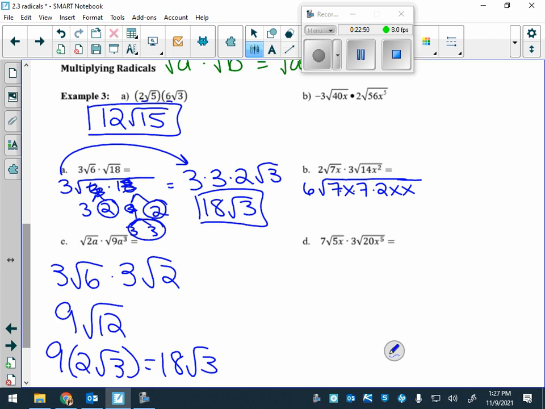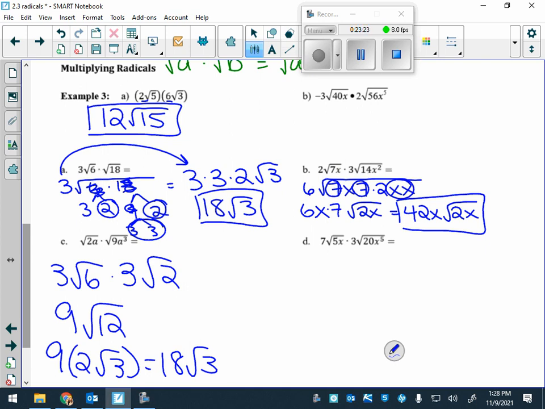Do we see a pair? Do I see a pair anywhere? Louise? X and x, good. Do I see another pair of something? Say it. 7 and 7, good. Whatever I did not circle stays inside. And then I multiply the outside. 6 times 7. Okay.